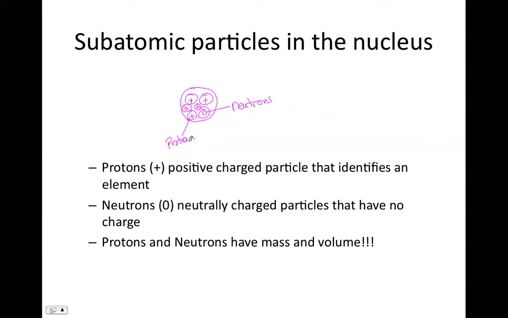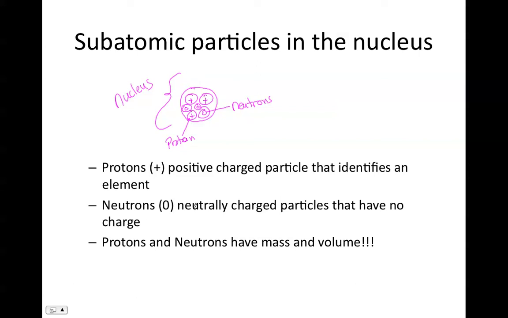Okay, and you would understand that this nucleus has an overall positive charge. This is the nucleus, and it has an overall positive charge. Now, these protons and neutrons have mass, and they take up space. That's what gives matter its mass and volume. So protons and neutrons have mass and volume.